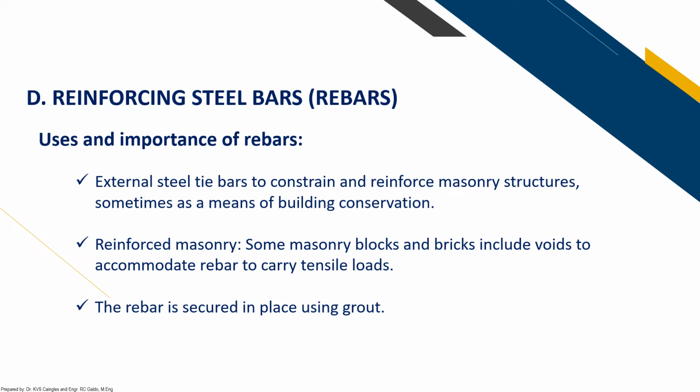Next, rebars can also be used in reinforced masonry, wherein some masonry blocks and bricks include voids to accommodate rebar to carry tensile loads. And usually, you see in these masonry walls that the distance from each other is 0.6 meters. Right? You have seen the hollow blocks that usually have holes. So there, usually, the provision for our steel bars is alongside the provision for mortar. And also, the rebar is secured in place using grout.